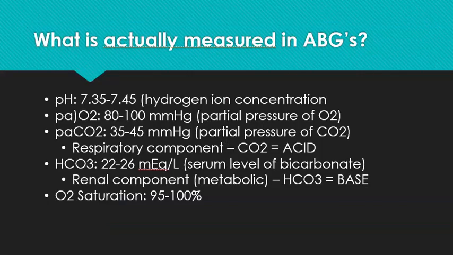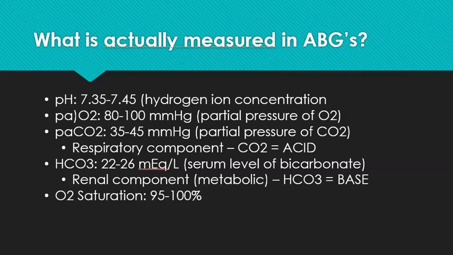So when we look at an arterial blood gas, we need to look at what is actually measured. So your physician orders an ABG on your patient, you need to know exactly what's going to come back in that lab value. This is something that is drawn from the arteries, your radial artery. So we have to have that oxygen-rich blood. When we get these results, we're going to first have the pH, which is that hydrogen ion concentration. Again, the range is 7.35 to 7.45.